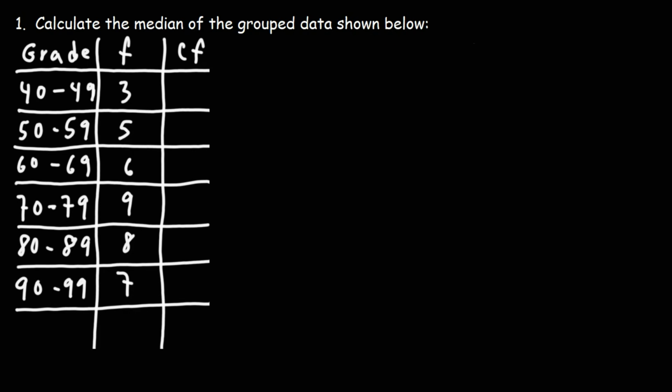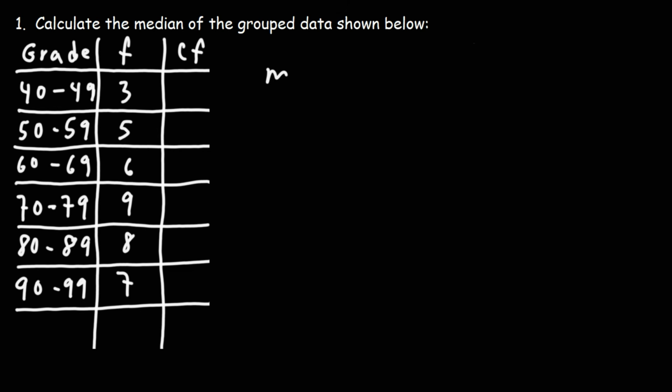In this lesson, we're going to talk about how to calculate the median of the group data shown below. So the first column, we have the grade intervals for students in a class. The second column represents the frequency of those intervals. The third column represents the cumulative frequency. So what this table tells us is that 3 students scored between 40 and 49, 5 students scored between 50 and 59, and so forth.